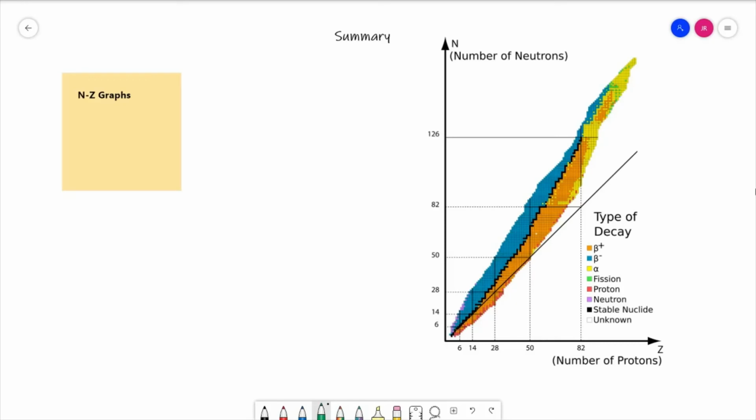Obviously the other thing you need to know is about the stable nuclei and the fact that down the bottom of the graph we have roughly a 1-to-1 ratio between neutrons and protons, and that by the time we get up to the top, our N to Z ratio will be approximately 1.5, so roughly 1.5 neutrons for every proton that's in there.